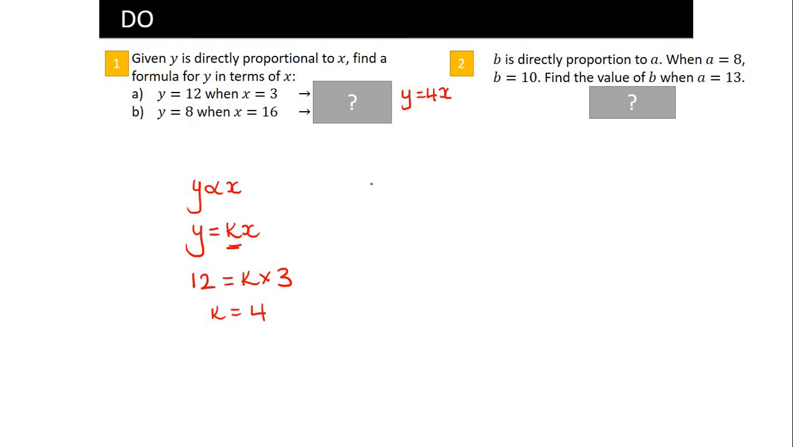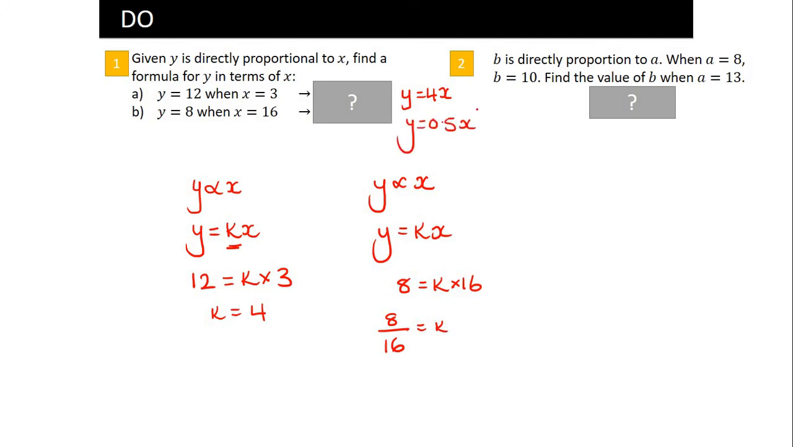For the second one again, y is proportional to x. This gives the formula y equals kx. Now when y equals 8, x equals 16. Be careful here because I'm doing 8 divided by 16. So this will give me 8/16, which I know is a half. So y is equal to 0.5x in this case here.